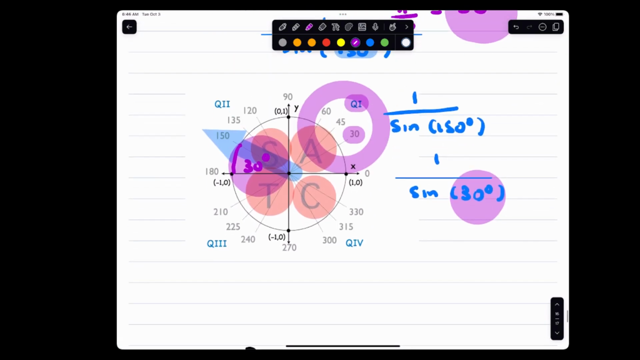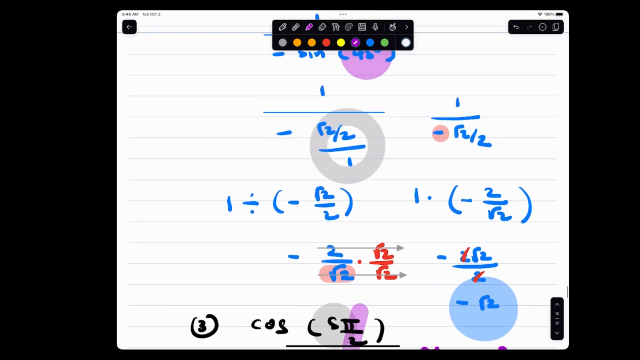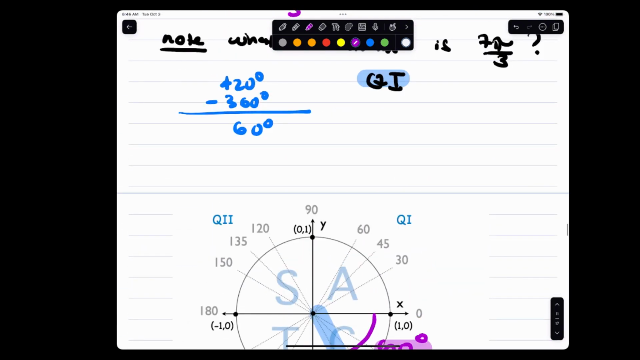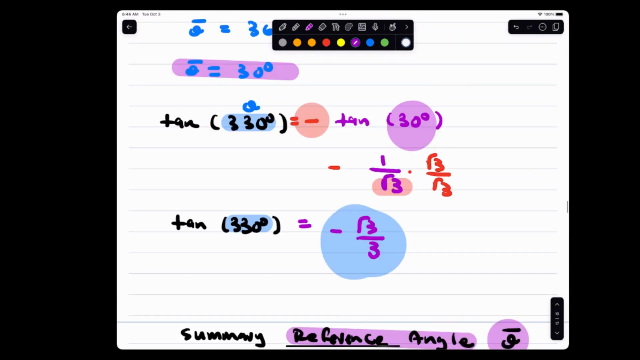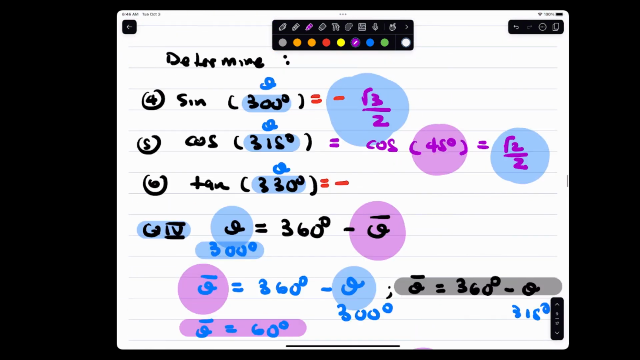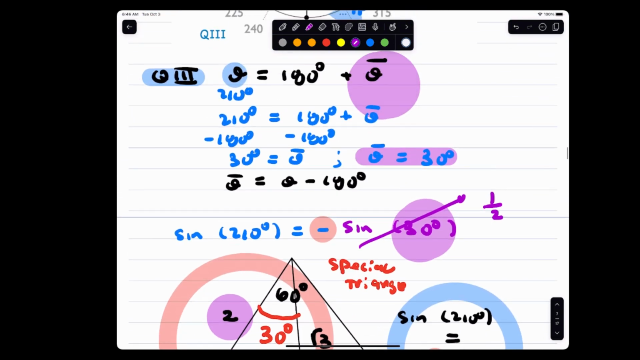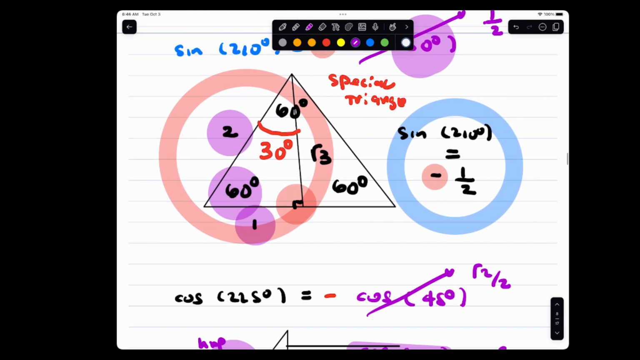So I have to go back to my special triangle. There's only 2 special triangles you guys have to know. What are they? The 30, 60, 90 and the 45, 45, 90. Not this one. Going back to over here. What are we looking for? I think we're looking for what? Sine of what? Sine of 30 degrees.